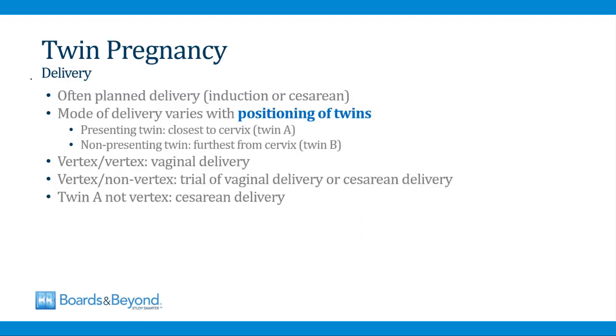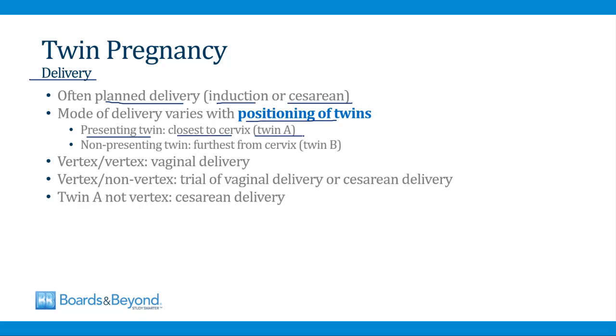I'll finish with one slide on the delivery of twin pregnancies. Often the delivery of twins is planned either through induction of labor or a cesarean section, and the recommended mode of delivery varies with the positioning of the twins. One twin is called the presenting twin. This is the twin closest to the cervix.